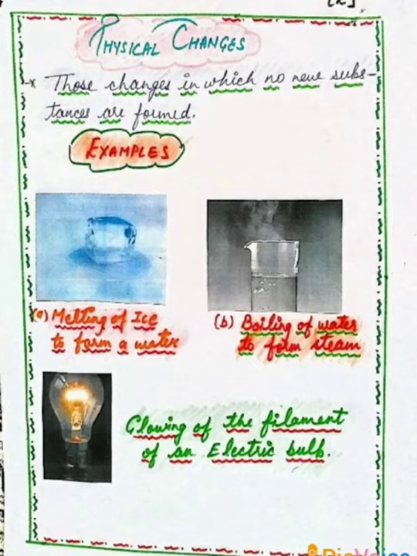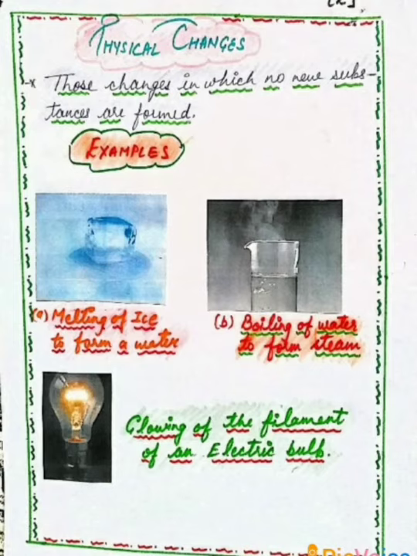Now, our next topic is physical changes. There are some changes during which no new substances are formed. On the other hand, there are some other changes during which new substances are formed. So, on the basis of whether new substances are formed or not, we can classify all the changes into two groups, that is, physical changes and chemical changes.